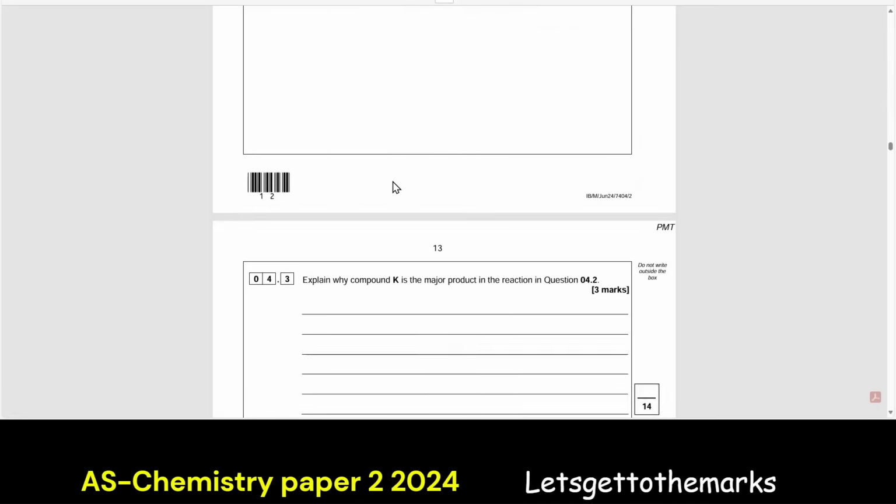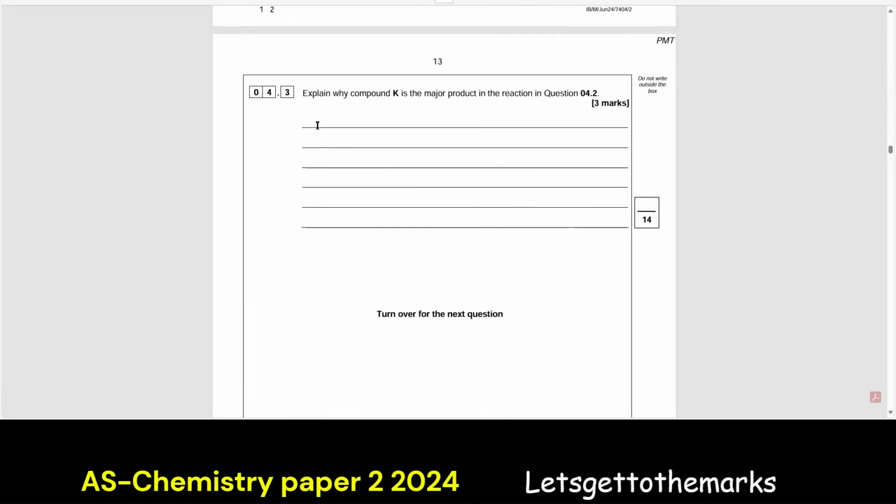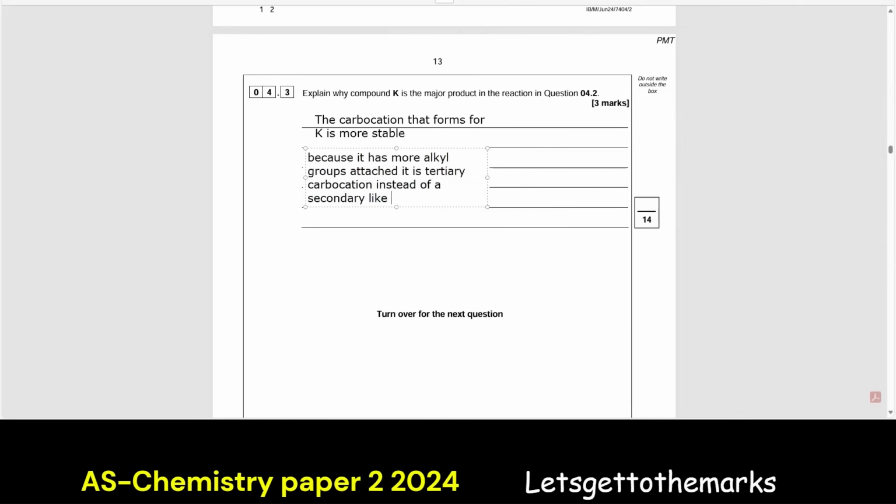The carbocation that forms for K is more stable. So that's going to be a mark. Why? Because it has more alkyl groups attached. This is probably the same marking point, but it is a tertiary carbocation instead of a secondary like L.